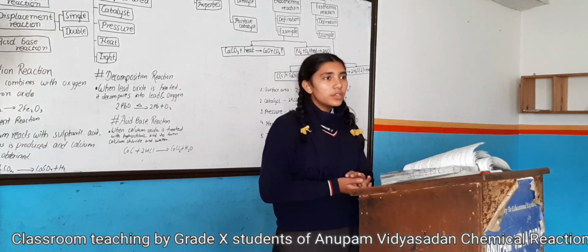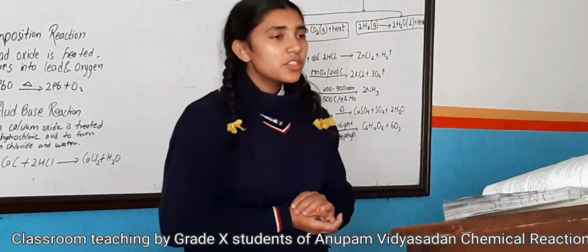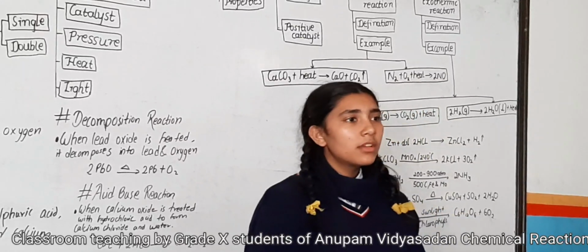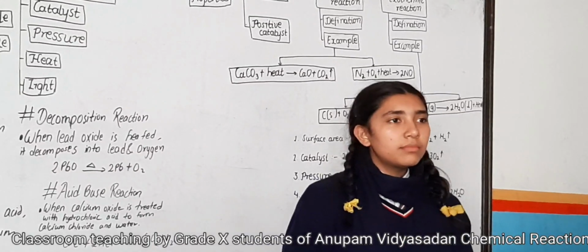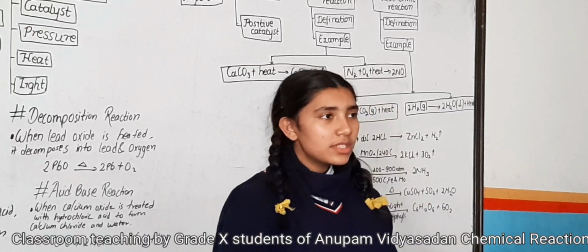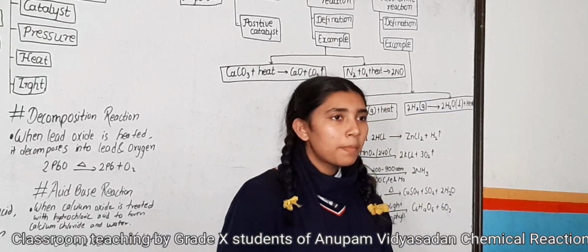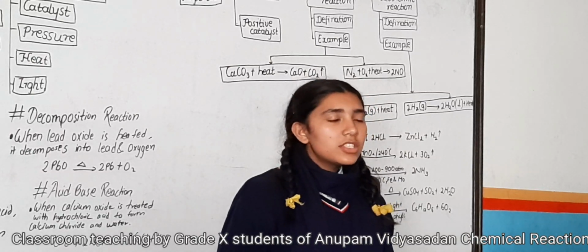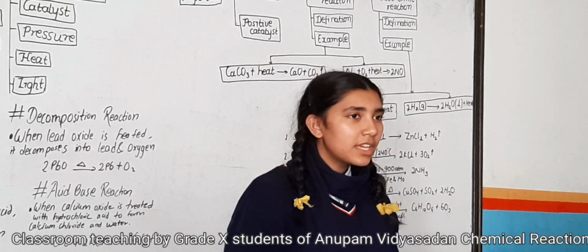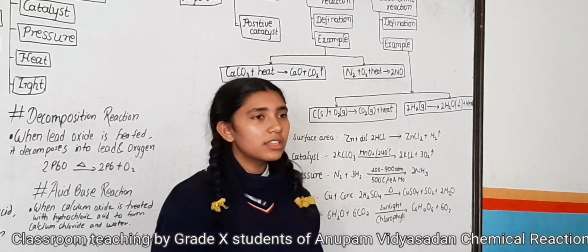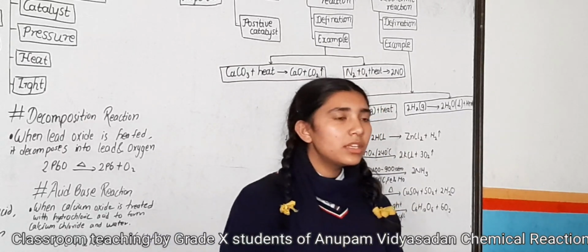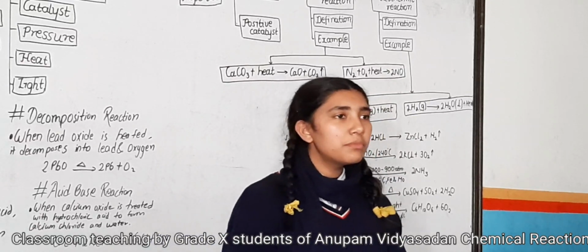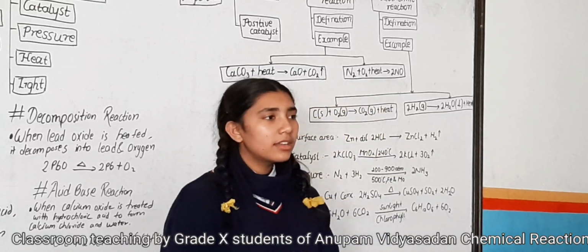Temporary changes, the changes in which chemical properties of the substance are not destroyed and no new substance is formed, are called physical changes. For example, rusting of iron is called physical change. Chemical changes, the changes in which new substances are formed and chemical properties are destroyed, are called chemical changes. For example, ripening of fruits and change of milk into curd, they are chemical changes.